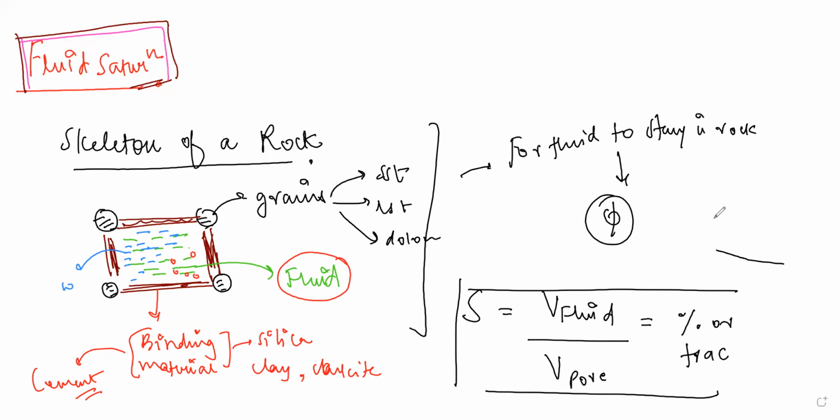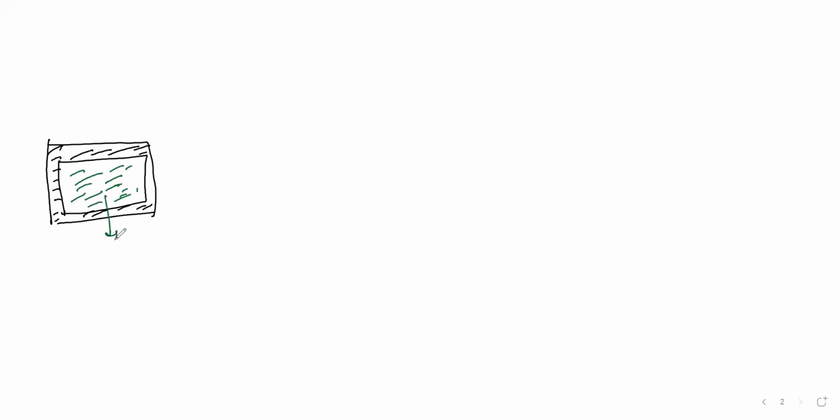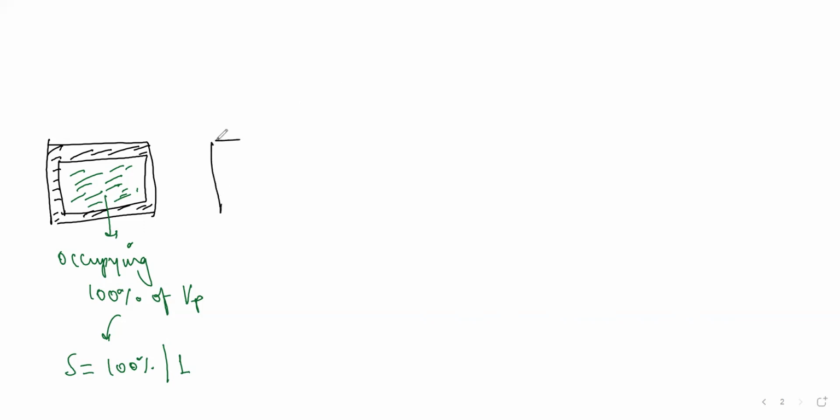So I'll draw another picture to clarify this. Let me add one more page. I'll differentiate between 100% saturation and what Jayesh just mentioned as rooms or compartments. Let me draw the rock again, simplified. The internal square is the pore, and the external part is the rocky part, the grains plus the cement. The internal part is the fluid, which I draw in green. Because the fluid occupies 100% of my pore volume, the saturation is 100%, or one, right?